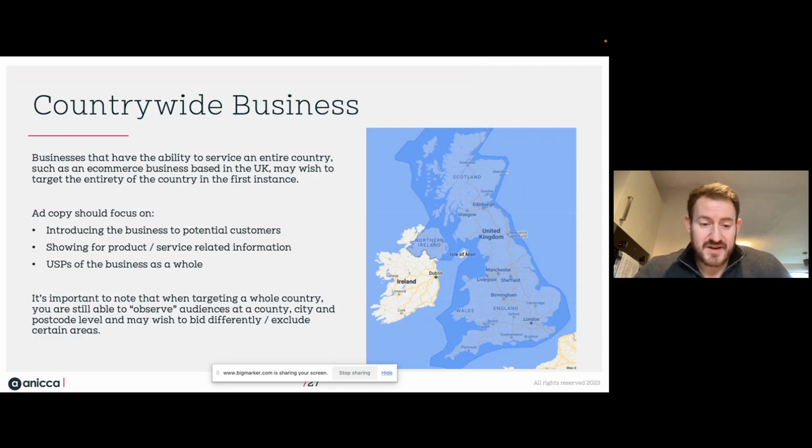It's definitely important to note that when targeting a whole country, you're still able to observe audiences at a county, city, or postcode level as well. So, as already discussed, making sure that you're constantly checking to see which areas of that country are performing well and which ones aren't performing so well gives you the opportunity to look to exclude certain areas or, as mentioned, set a few of those locations aside into a different campaign, target them specifically, and improve your results in that manner.